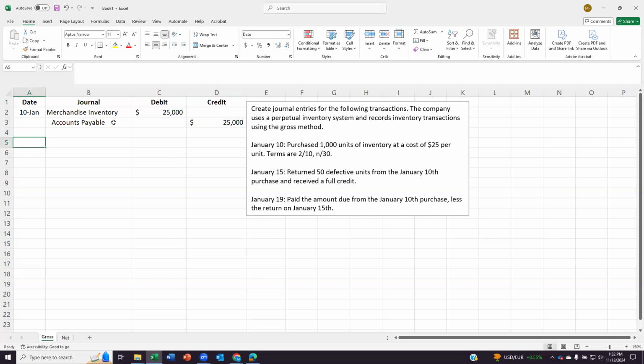Our second journal entry, on January 15th, we're going to make a return of 50 defective units and we're going to get a full credit. So we're going to get the full $25 back on 50 units. When we do a return, it's as simple as reducing the purchase. We're going to debit accounts payable. Let's see, 25 times 50, which should be $1,250. And we're going to credit merchandise inventory 1,250.